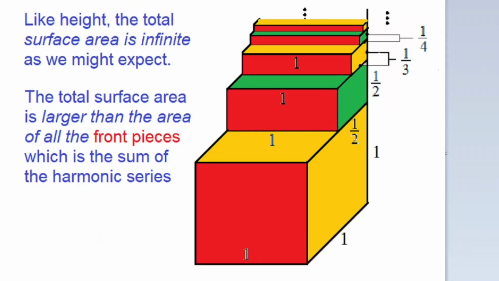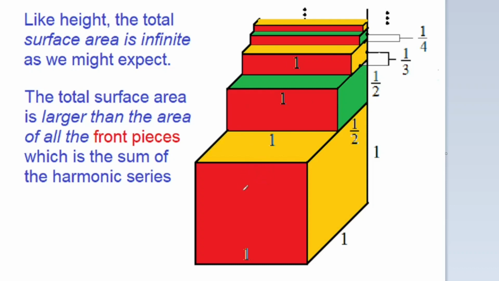Next, let's take a look at surface area. As we might imagine, when we have an infinite number of boxes, the total surface area we expect to be infinite. And that is in fact the case, but to prove it, I'll do the following. I'll show that the total area of all these red color rectangles is infinite. And since the total surface area is bigger than the total area of the red color rectangles, then that would make the total surface area infinite.